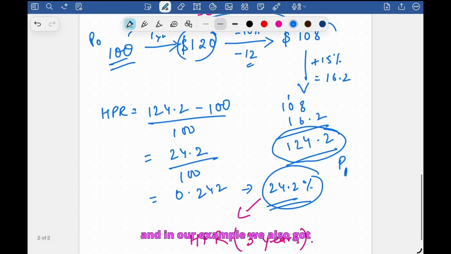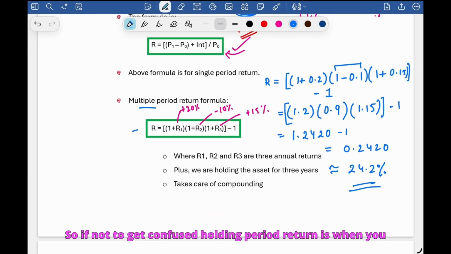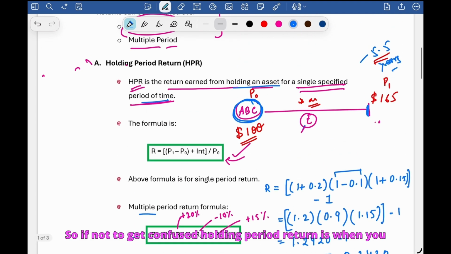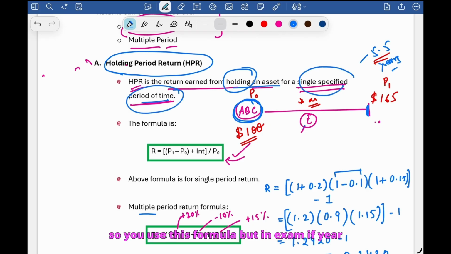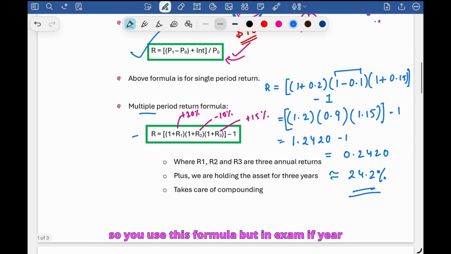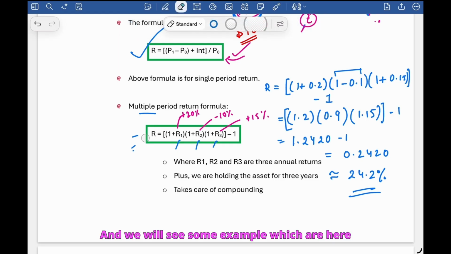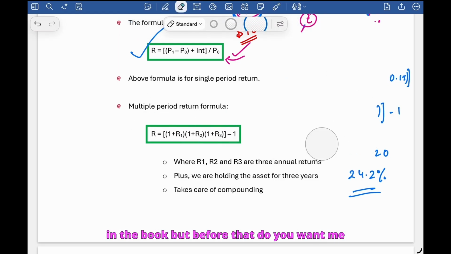And in our example, we also got this, right? So not to get confused, holding period return is when you hold a certain financial asset for a specified period of time. So you use this formula, but in the exam, if year 1, year 2, year 3, or even year 4 have different rates, holding period return for that particular year, year 1 holding period return, year 2 holding period return, year 3 holding period return are given, you can use this formula. Alright, and we'll see some example questions which are here in the book.